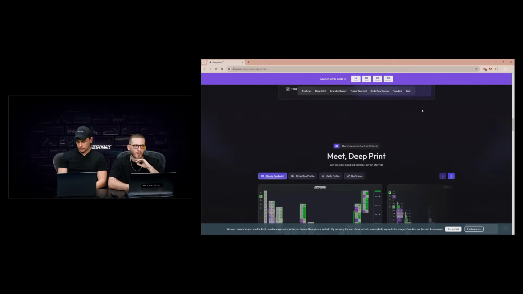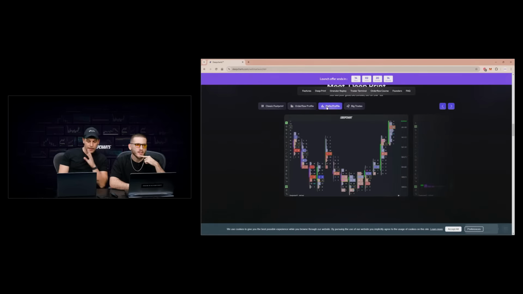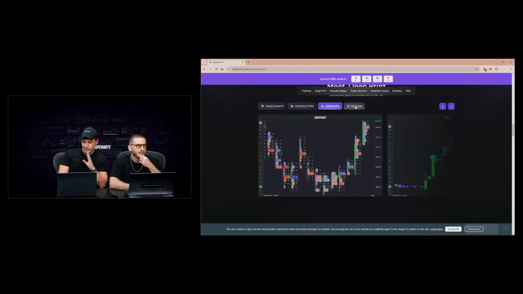Why Deepcharts instead of other platforms? Meet Dipprint, the classic footprints, the order flow profiles, the delta profiles. There is one question that is like a machine gun.